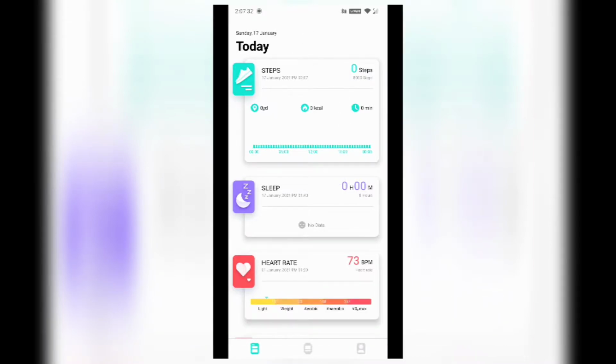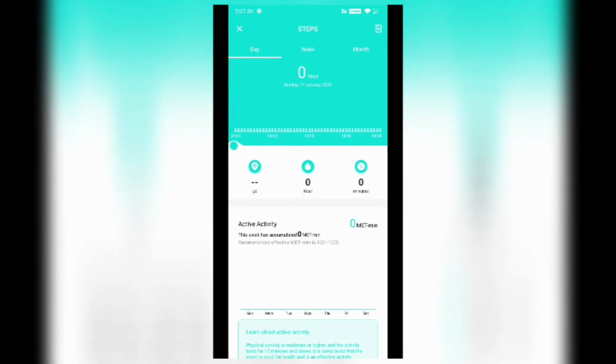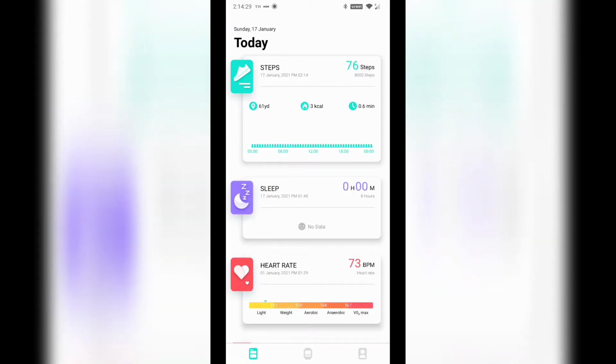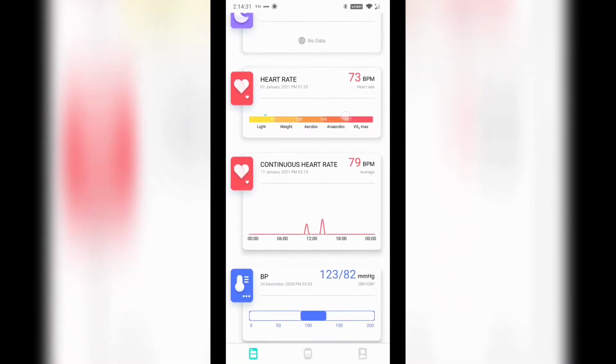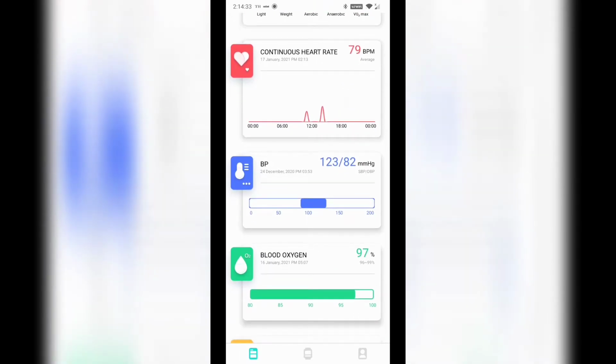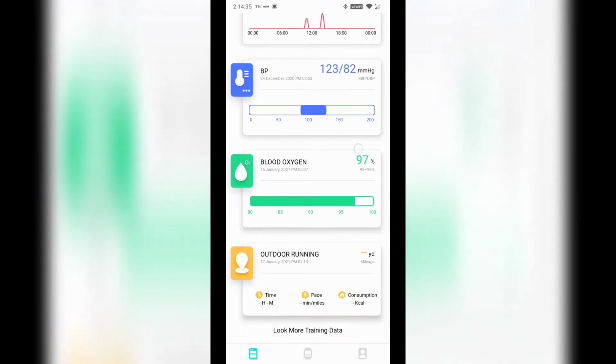This is the main page of this application. When you open the screen, first you will get the steps, how many steps you run and walk, and everything will come on the screen. And then the second option: heart rate, continuous heart rate, BP, blood oxygen level, outdoor running. These are all the main screens. First we will check one by one from the top.